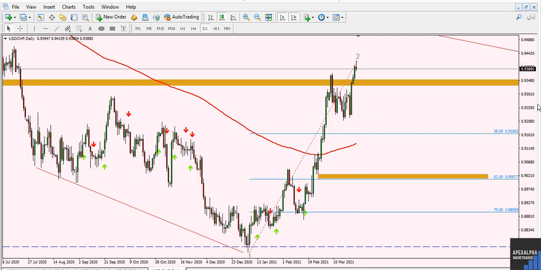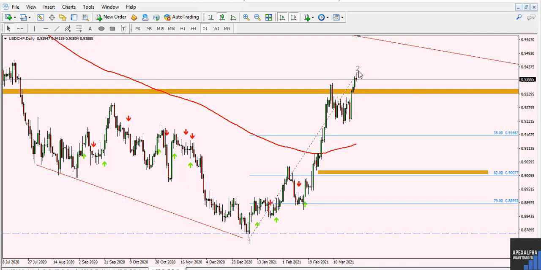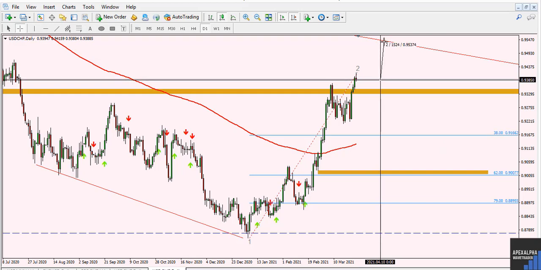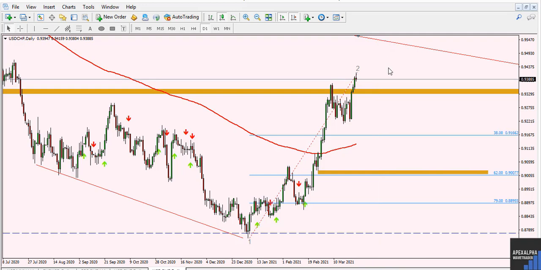Now, if the market decides that it's going to push to this trend line here before giving us our 3-wave corrective move, then, of course we don't deal in absolutes, we are looking at a possible 150 to 152 pips of profit potential. So I'm looking at this both ways.